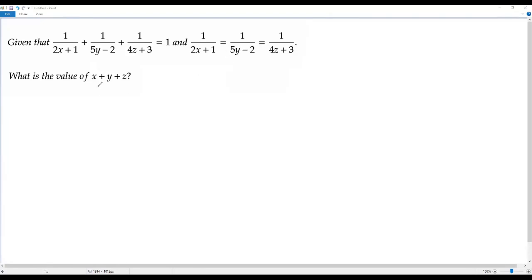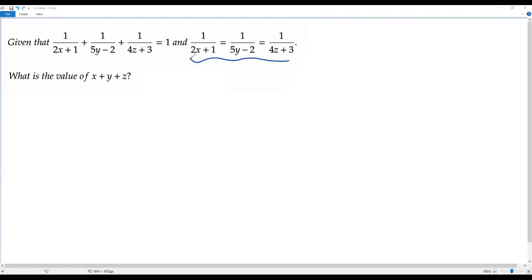Given that 1/(2x+1) + 1/(5y−2) + 1/(4z+3) is equal to 1, and 1/(2x+1) is equal to 1/(5y−2) is equal to 1/(4z+3). What is the value of x + y + z?